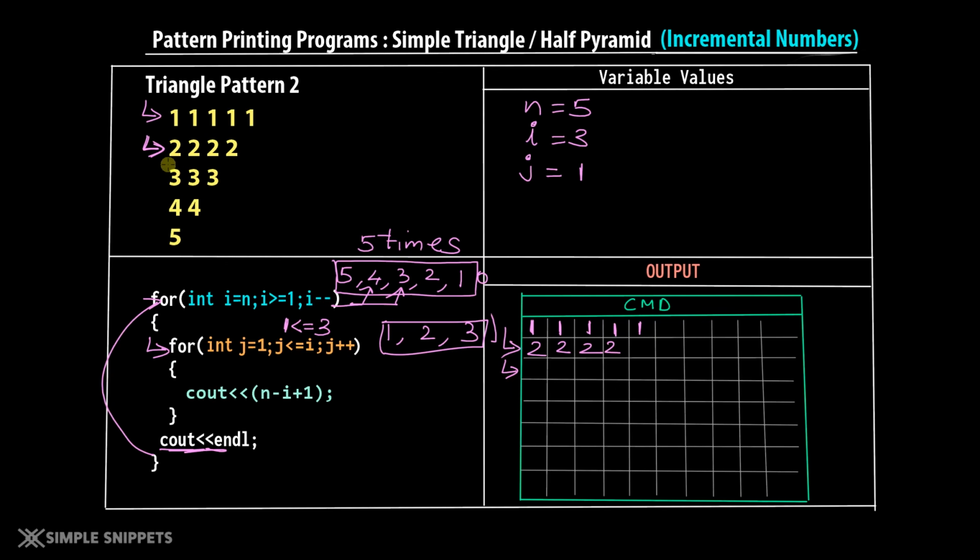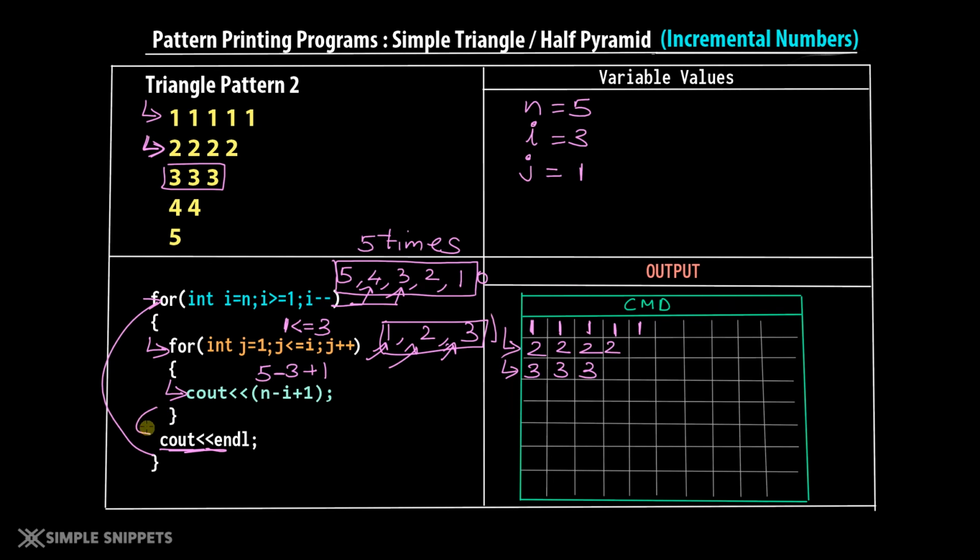We want to print something 3 times, and what is that something? You want to print the value 3. So the expression now will become n, which is 5 minus I, which has become 3, plus 1. So 5 minus 3 is 2, 2 plus 1 is 3, so 3 is printed. And now I'm not gonna go with every iteration for the inner for loop. Of course the inner for loop will take the value 1, 2 and 3, which means it will run 3 times, and every time the same expression is gonna be printed. So 3 times 3 is gonna be printed.